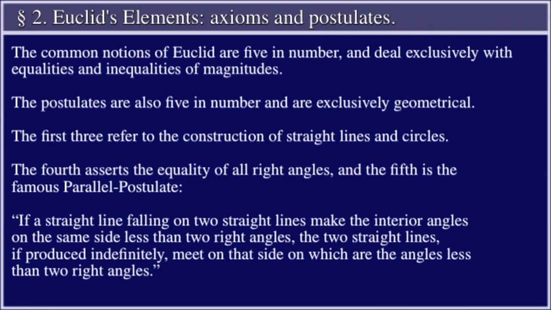If a straight line falling on 2 straight lines make the interior angles on the same side less than 2 right angles, the 2 straight lines, if produced indefinitely, meet on that side on which are the angles less than 2 right angles.